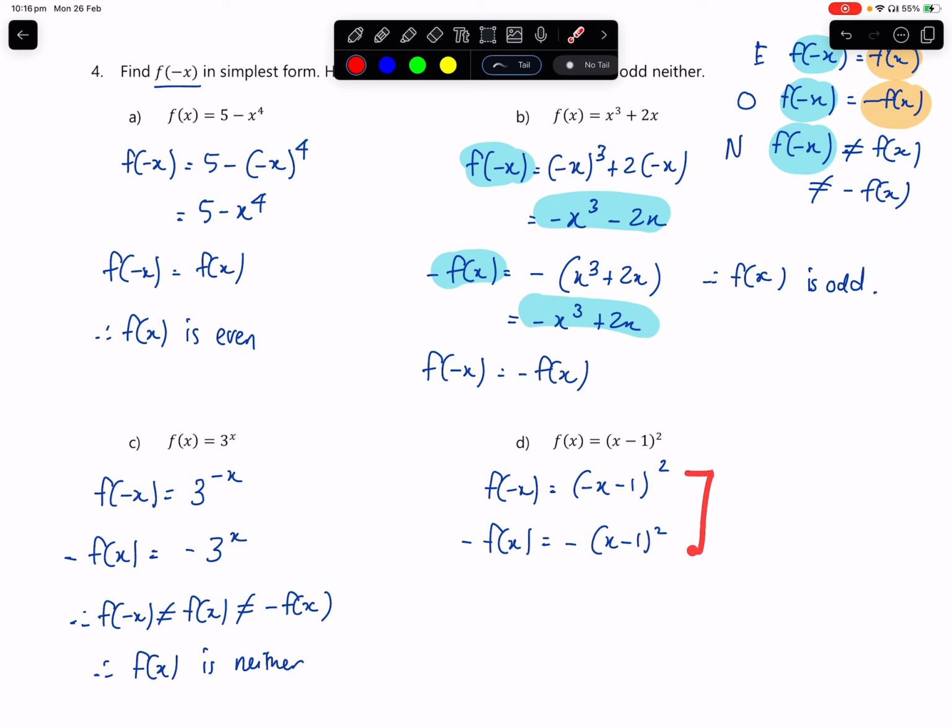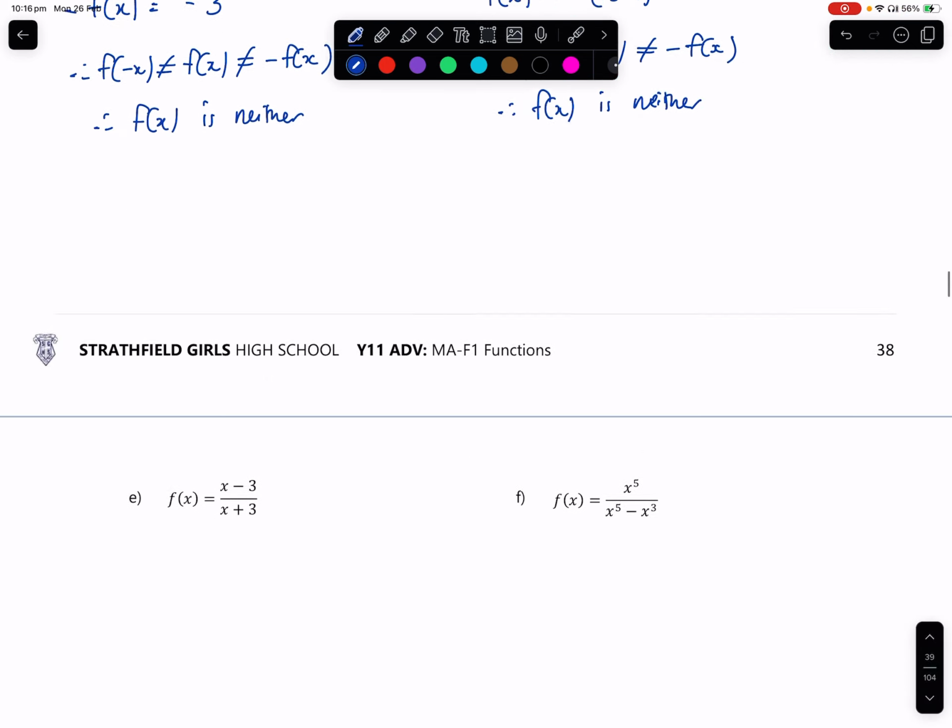Then you compare these two. Are these the same? No, they're not. So that means, therefore, f of negative x, sorry, is not equal to f of x and also not equal to negative f of x. So therefore f of x is neither. Okay, let's move on to the next one.